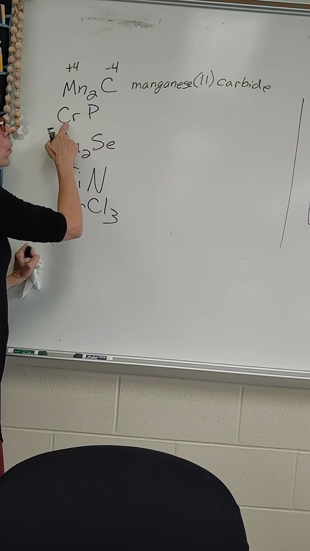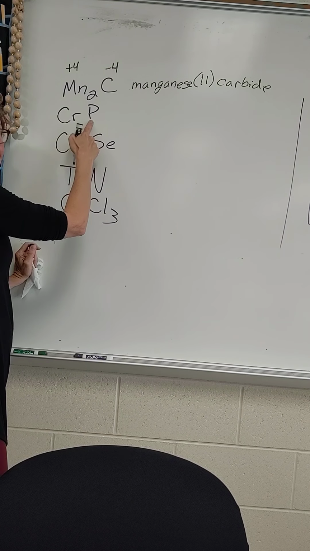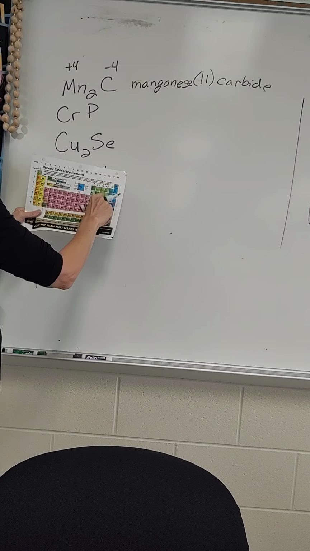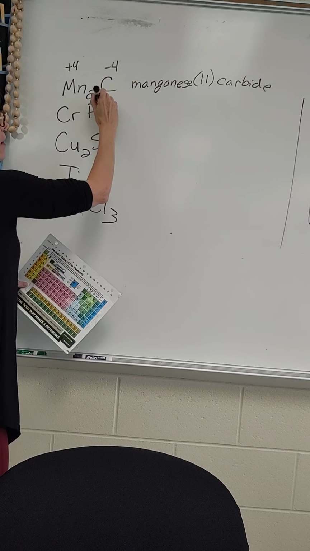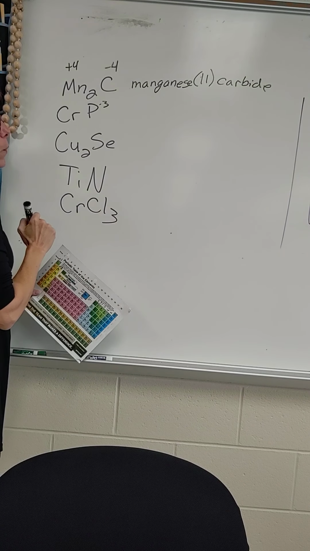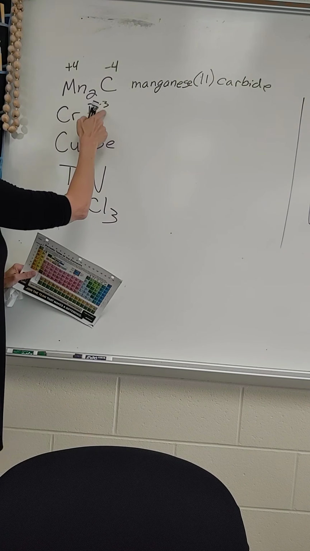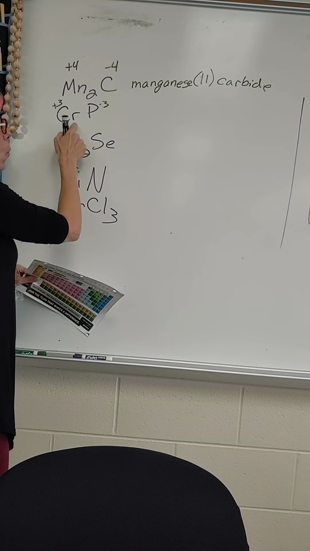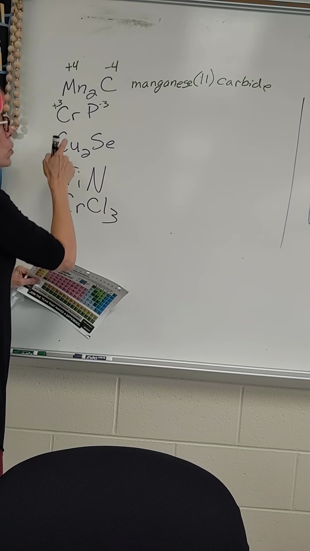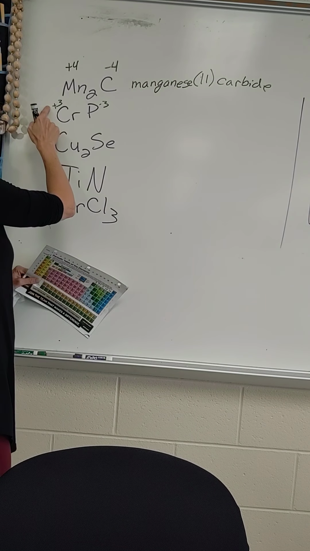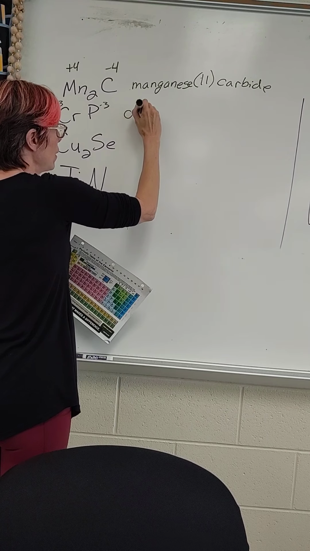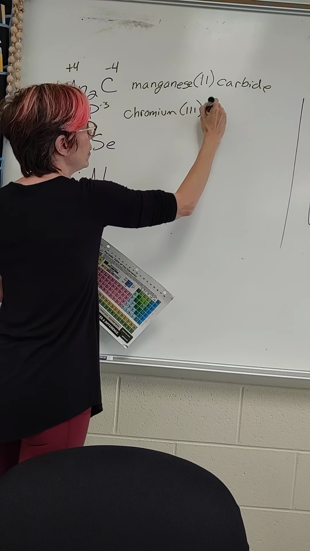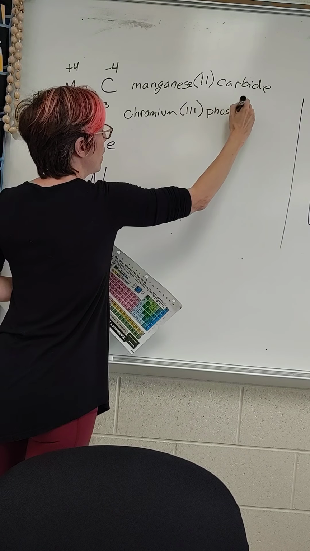All right, this is chromium phosphide. So we're going to get our periodic table. We're going to look up the charge of phosphide. That is -3, okay? Therefore, our total positive charge must be +3. There's only one chromium ion, so it must have that entire +3 charge. This is going to be chromium(III) phosphide.